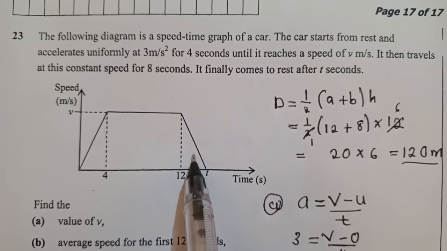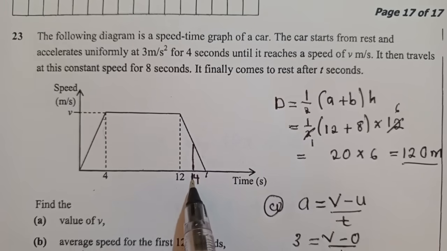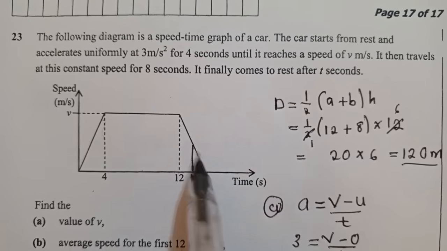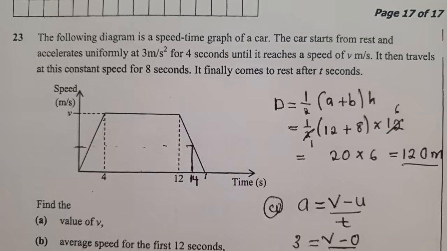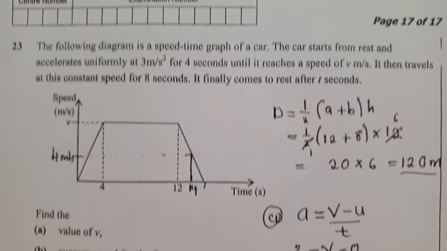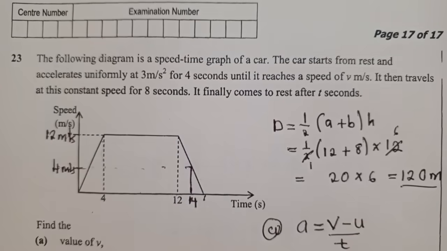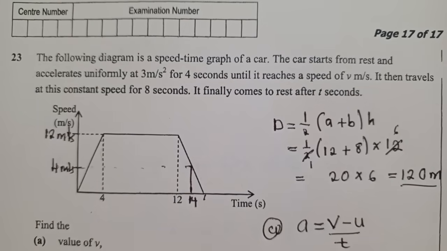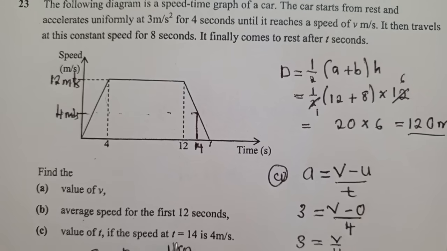We'll assume 14. The value of t is right here. 14 is right here. When the time is 14 seconds, the speed right here will be what? Will be equal to 4 meters per second, according to what they said. And of course, we know that at v, the speed here is 12 meters per second. That's at v. So this is a statement they've given us here in question C.